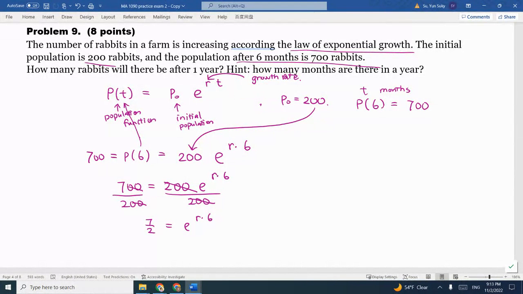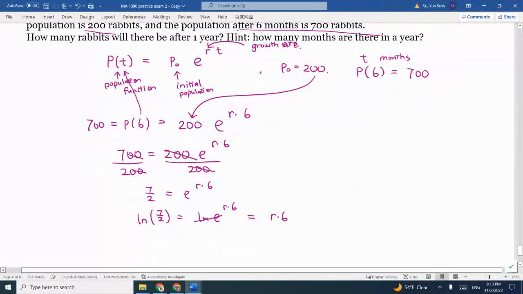To get rid of e, we apply ln. So ln of 7 over 2 is ln of e to the r times 6. ln and e cancel, so that's r times 6. Therefore, how do we find the r? Both sides divided by 6. So r is ln of 7 over 2 divided by 6. This is the growth rate r. Do not plug into your calculator. We only use the calculator in the last step, so right now just keep the number like this.